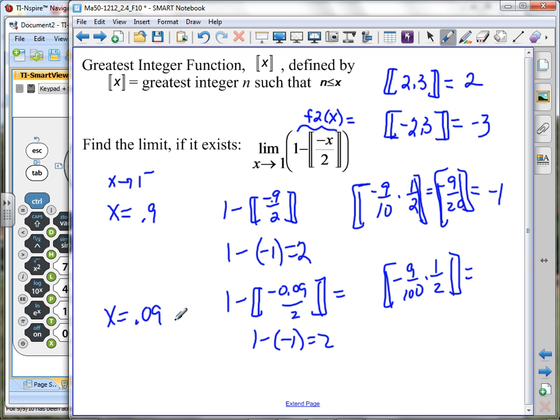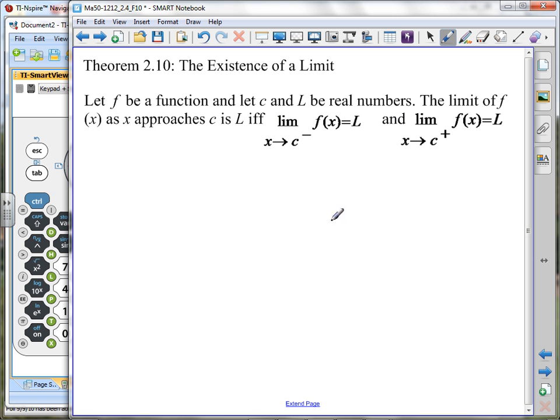Okay. Oh, let's see. The existence of a limit. Here's our theorem now. Let f be a function, and let c and l be real numbers. Let's just do a little bit of review here. What does c represent and what does l represent? C represents what part of the function? Input or output? Input. And L represents an output. Okay, so let f be a function and let c and l be real numbers.